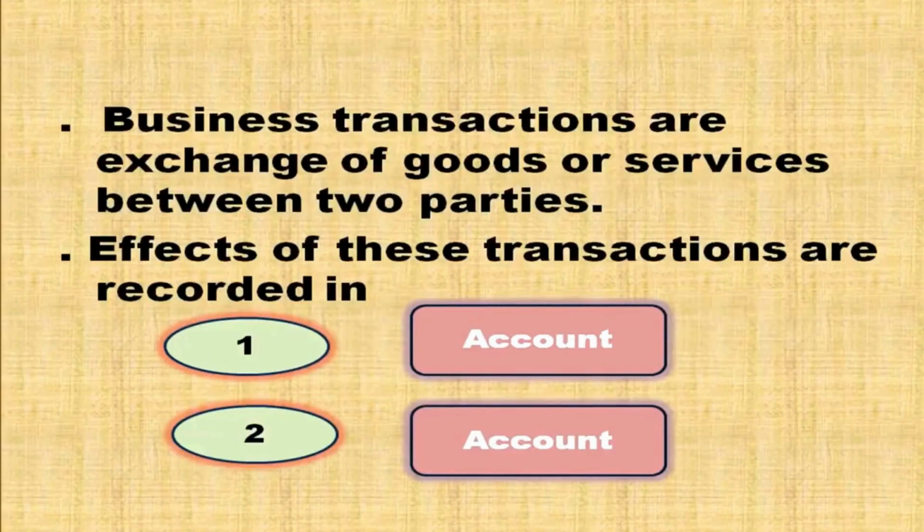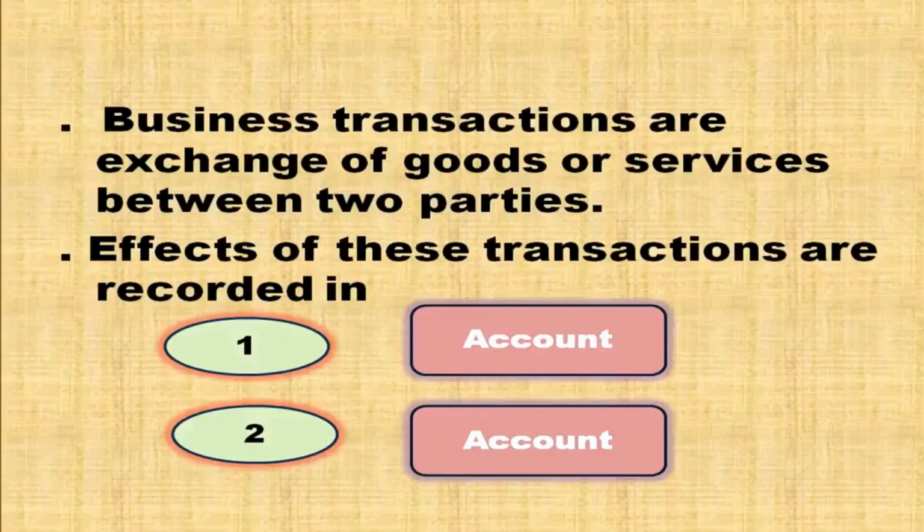Business transactions are exchanges of goods or services between two parties. The effect of these transactions is recorded in two accounts. The first effect will be recorded in one account and the next effect will be recorded in the second account. Identify whether these are business transactions or non-business transactions.